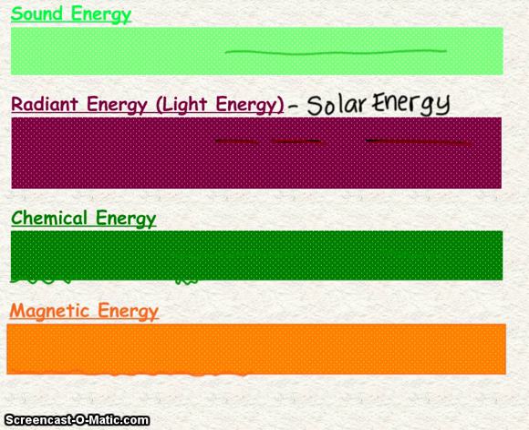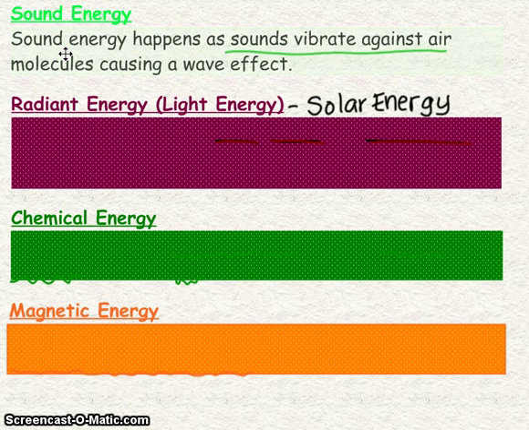Let's talk about another form of energy, which is sound energy. Tomorrow we will talk about sound and light in even more detail, but for today, let's just review that sound energy happens because of vibration. So sounds vibrate against the air molecules, causing a wave effect. And this wave effect is then transmitted and picked up through our ears, and then our brain takes that signal and turns it into sound in our brains.